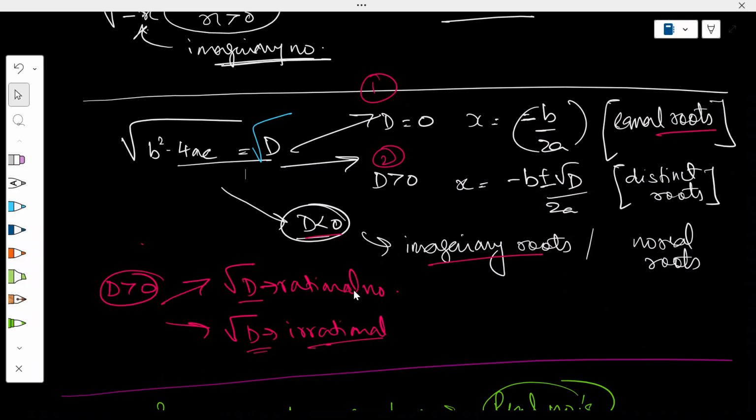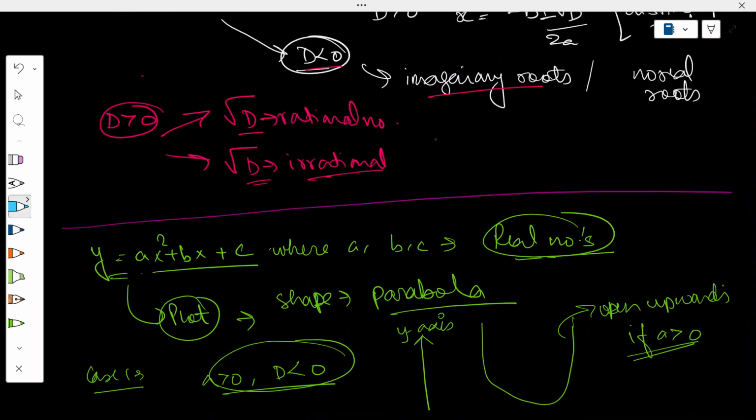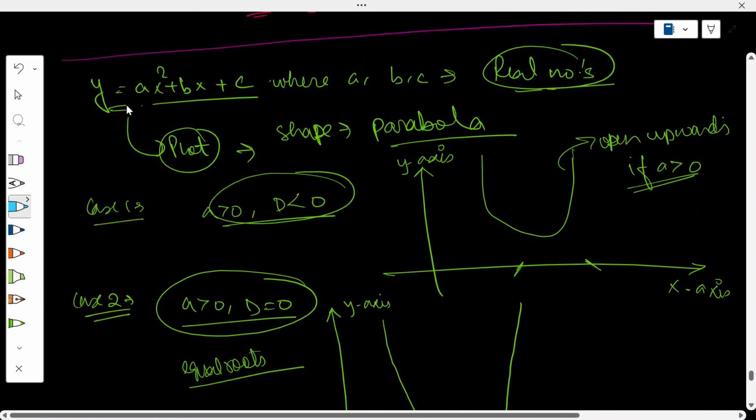If d is positive but under root d is irrational, we have distinct roots, but they are irrational numbers. Irrational numbers, as in pi is an irrational number, root 2 is an irrational number, root 3 is an irrational number, root 5 is irrational, etc.